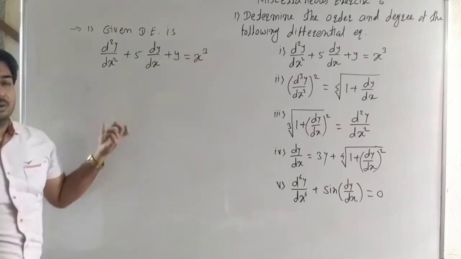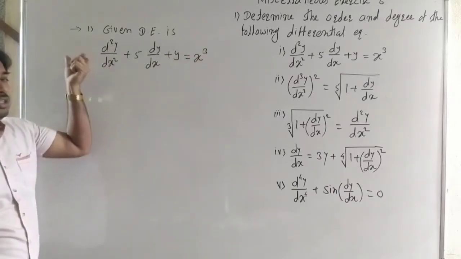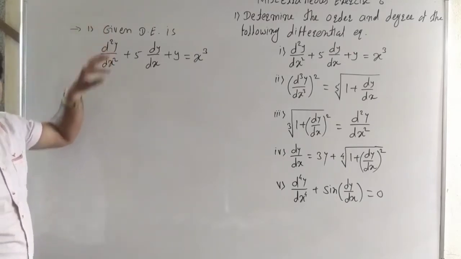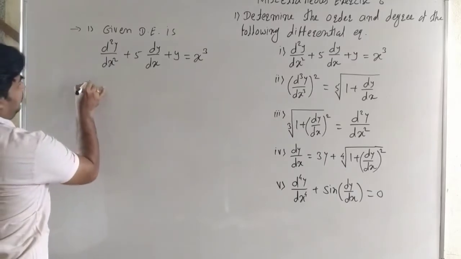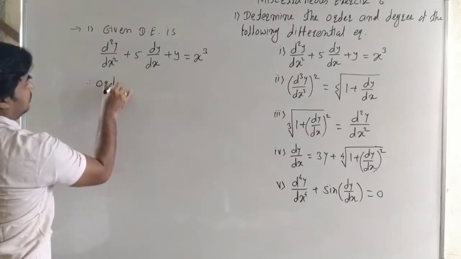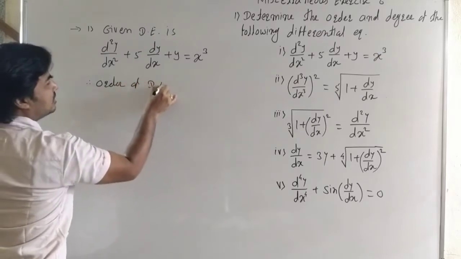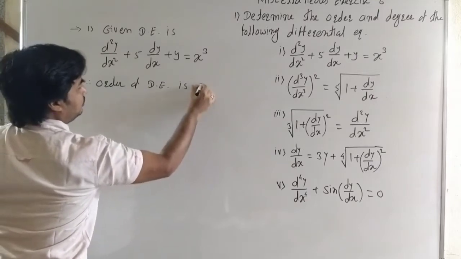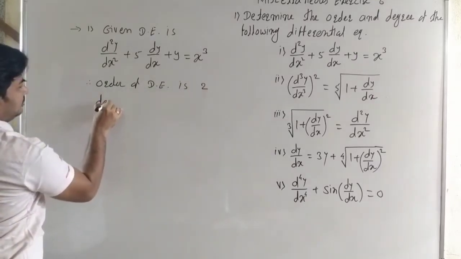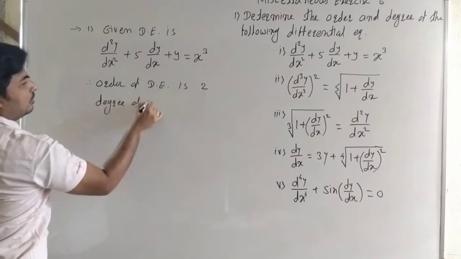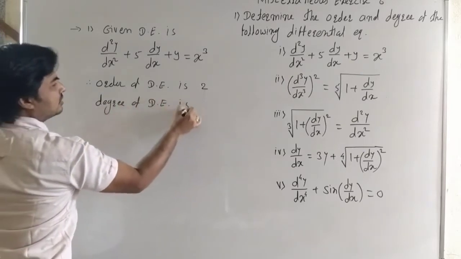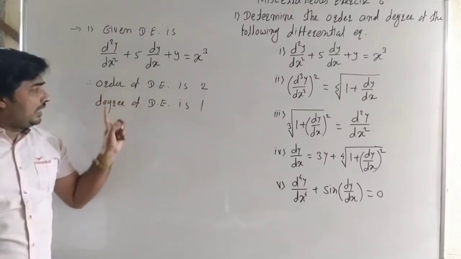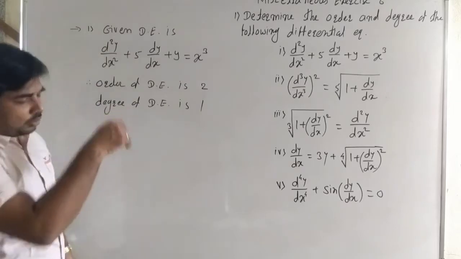Now in this given differential equation, clearly the highest order derivative is the second order derivative, and the power of the highest order derivative is 1. Therefore the order of the differential equation is, sorry, 2, and the degree of the differential equation is 1. Order of the differential equation is 2, and degree of the differential equation is 1. Now we see the second example.